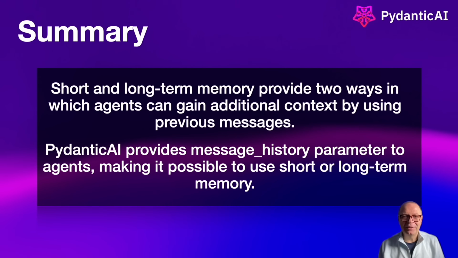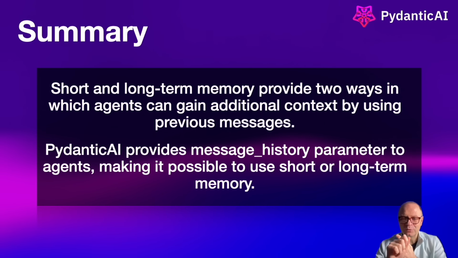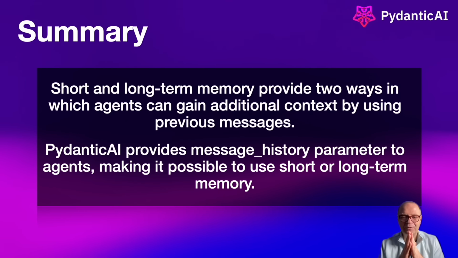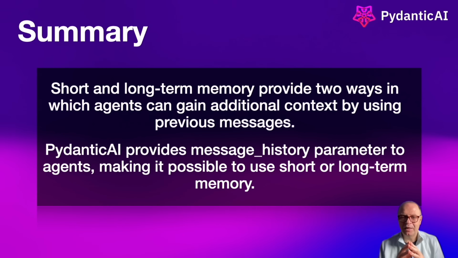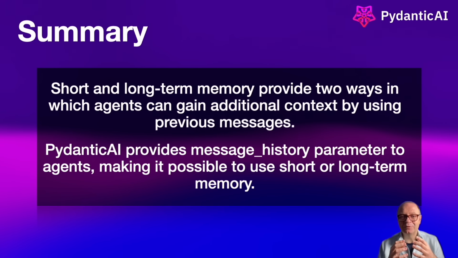Short and long-term memory provides two ways in which agents can gain additional context by using previous messages. This is super important. Along with prompts, system prompts, user prompts, and tools, memory provides an amazing construct for agents to become more effective. Now, PydanticAI takes the simple approach. Different than other frameworks where you have memory as special classes and you have memory persistence as special methods, PydanticAI simplifies that, and it's just a message history parameter passed at runtime. You can pass this and you can make it possible for agents to use both short and long-term memory.